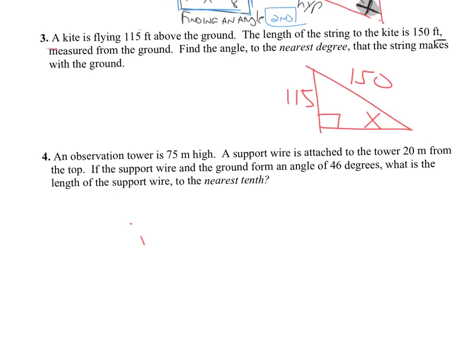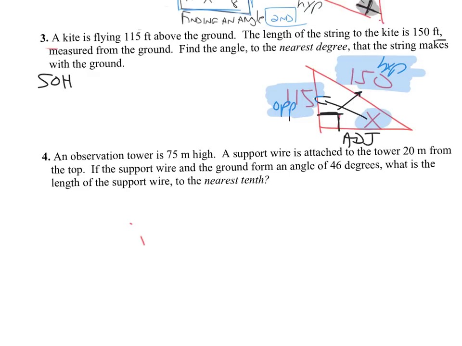Step 1 is to label the picture, which we already started by labeling the hypotenuse as 150. Trigonometry is always about the angle. So here the angle is x. So I'm going to draw a line directly to the opposite side. So label the 115 as the opposite. And then the bottom, the ground, is going to be the adjacent. So step 1, label the picture. Step 2, identify the active sides. Here the active sides are the opposite and the hypotenuse.